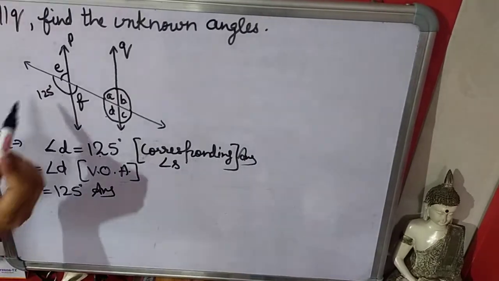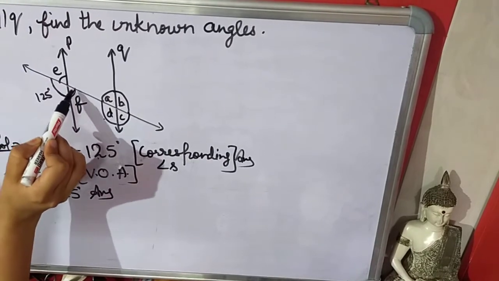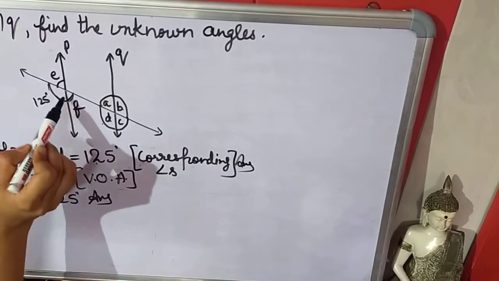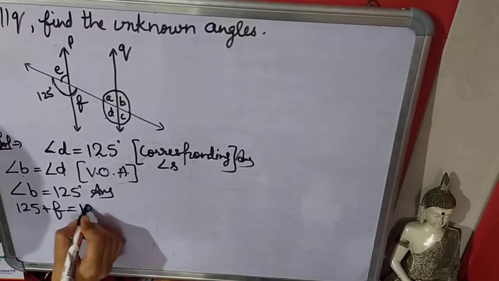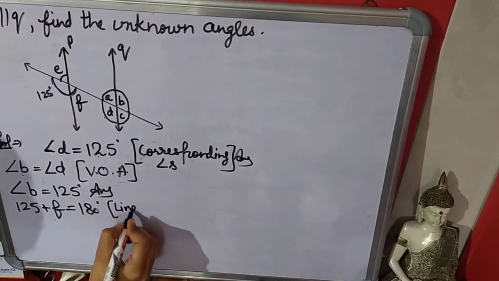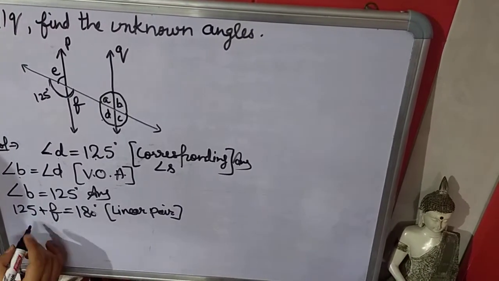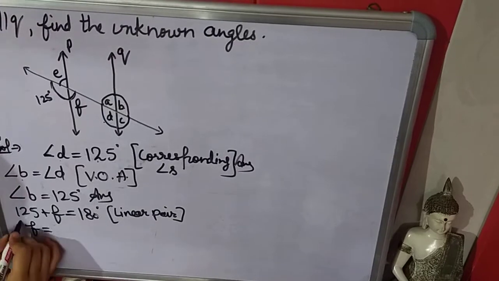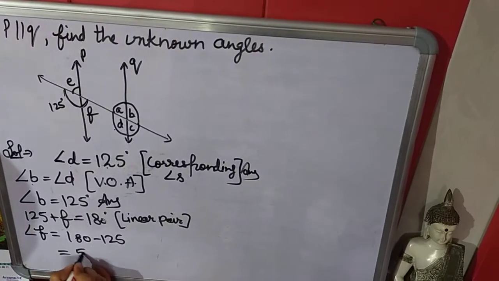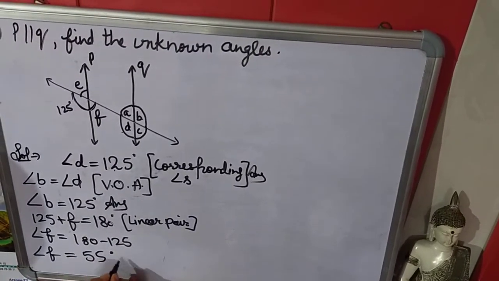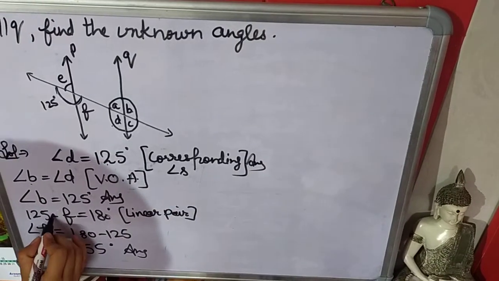Now look at this, both angles, 125 and F. They are making linear pair, right? Both angles are on a straight line. So the sum should be 180 degree. Reason is both are linear pair. So from here we will find the value of angle F. 125 will go there. So angle F will be 180 minus 125. It will be 55 degree. So third answer is this. Here I am putting angle sign.